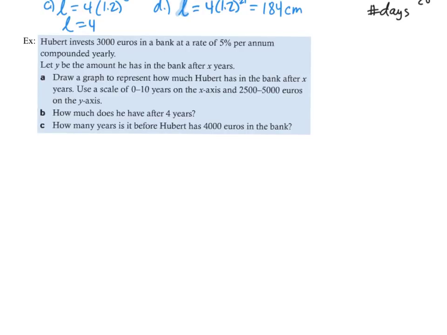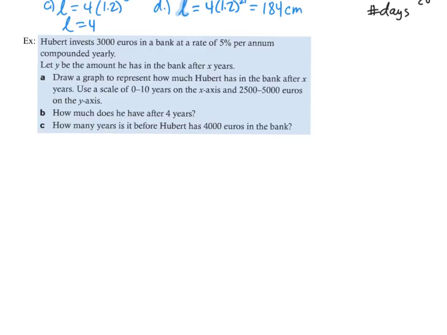And then let's look at one more example. It says Hubert invests 3,000 euros in a bank at a rate of 5% per annum. Now remember, that means once per year, compounded yearly. Oh, duh, that was kind of redundant. Okay, let Y be the amount he has in the bank after X years.